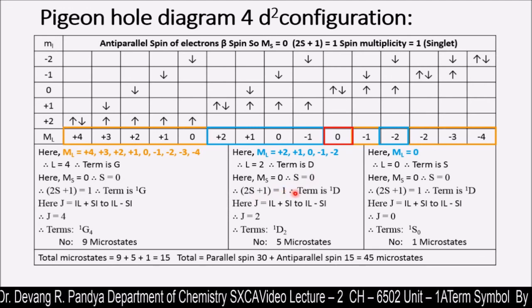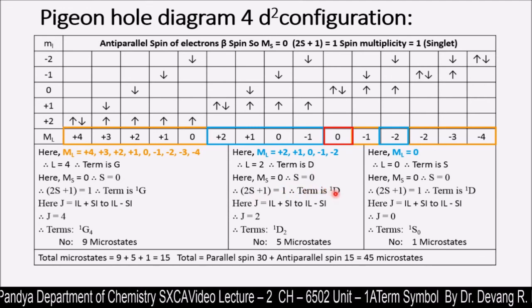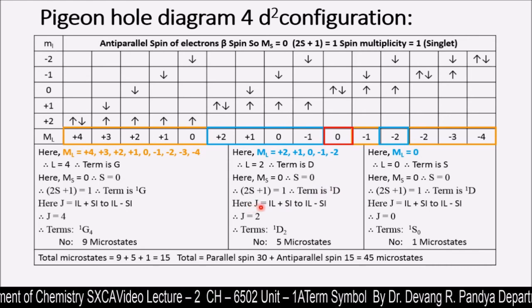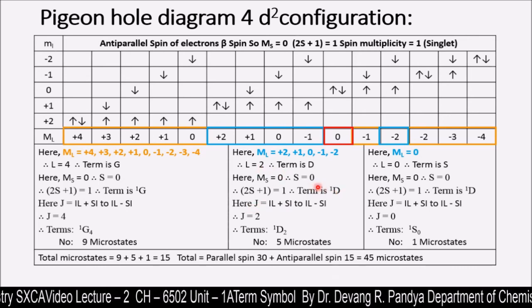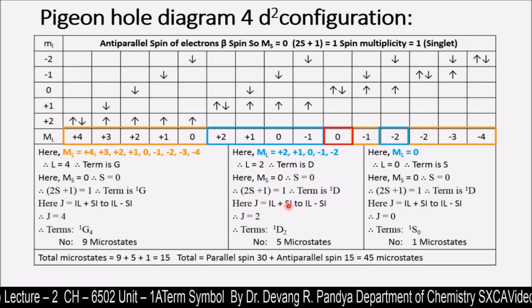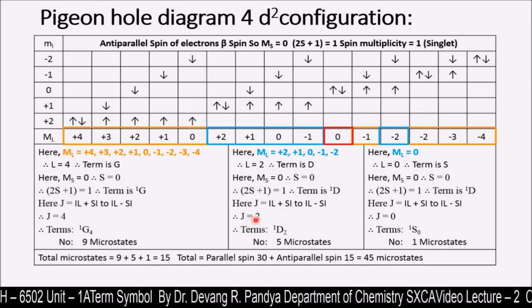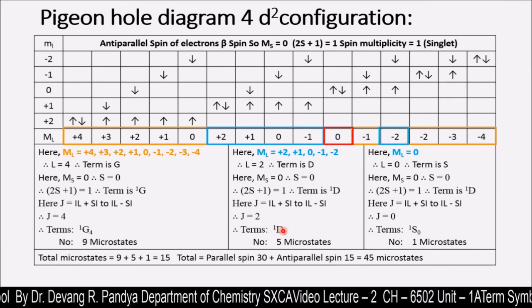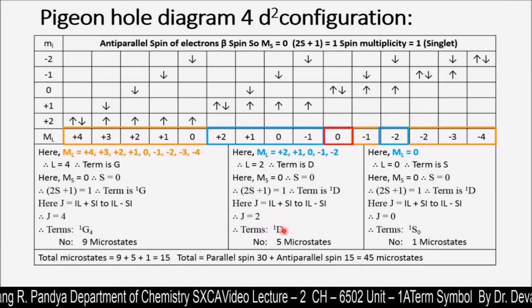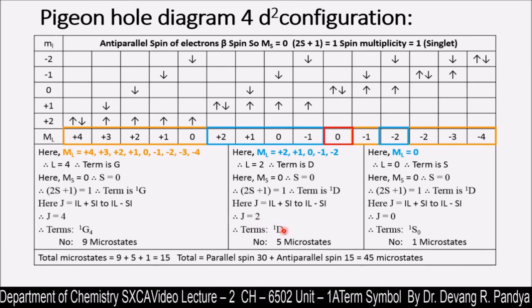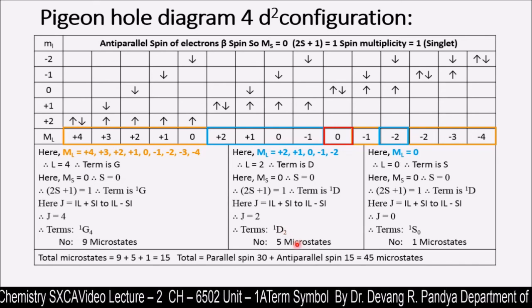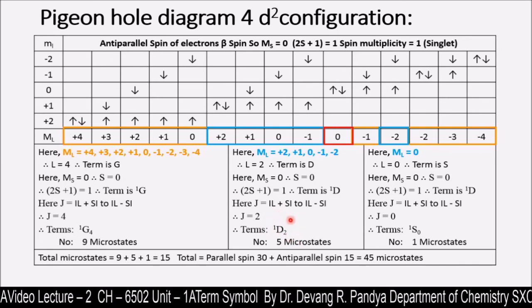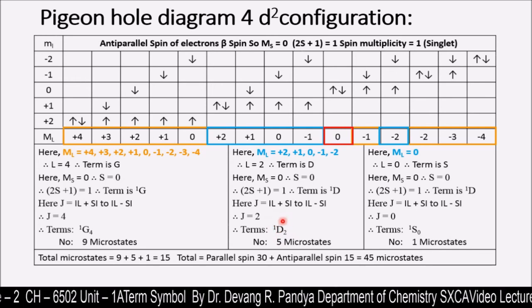Therefore the term should be written as singlet D, and here the value of J would be, with L equal to 2 and S equal to 0, 2 plus 0 to 2 minus 0, so only one possible value is there, J is equal to 2. So the term would be singlet D2, and that can be assigned to +2, +1, 0, −1, −2. These 5 microstates should be assigned the same term symbol, singlet D2.